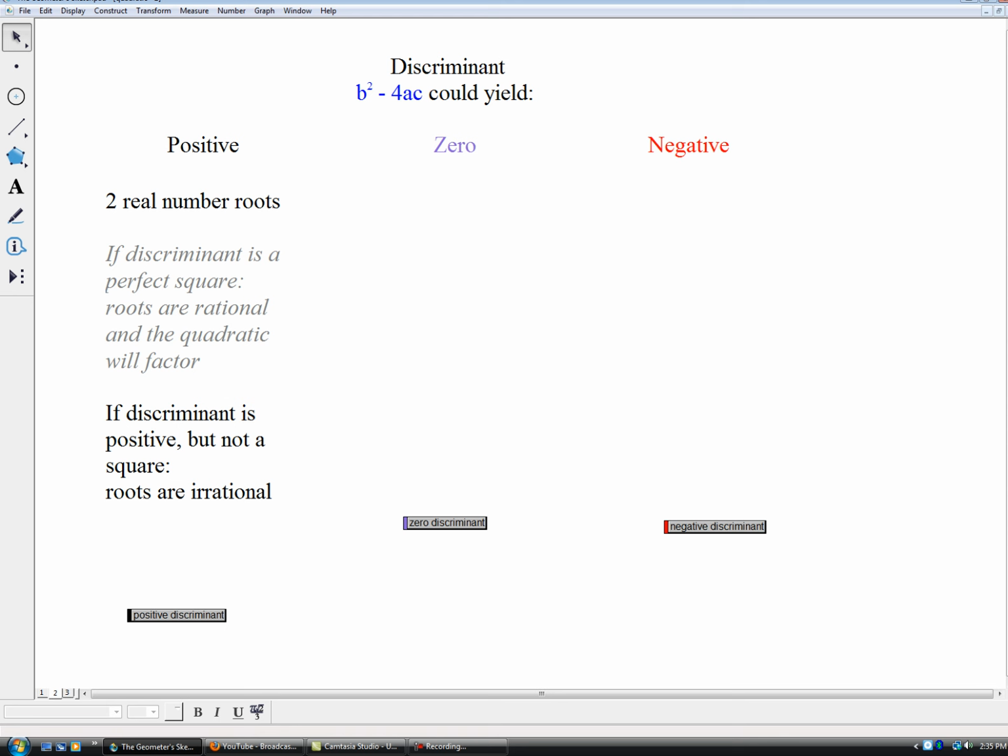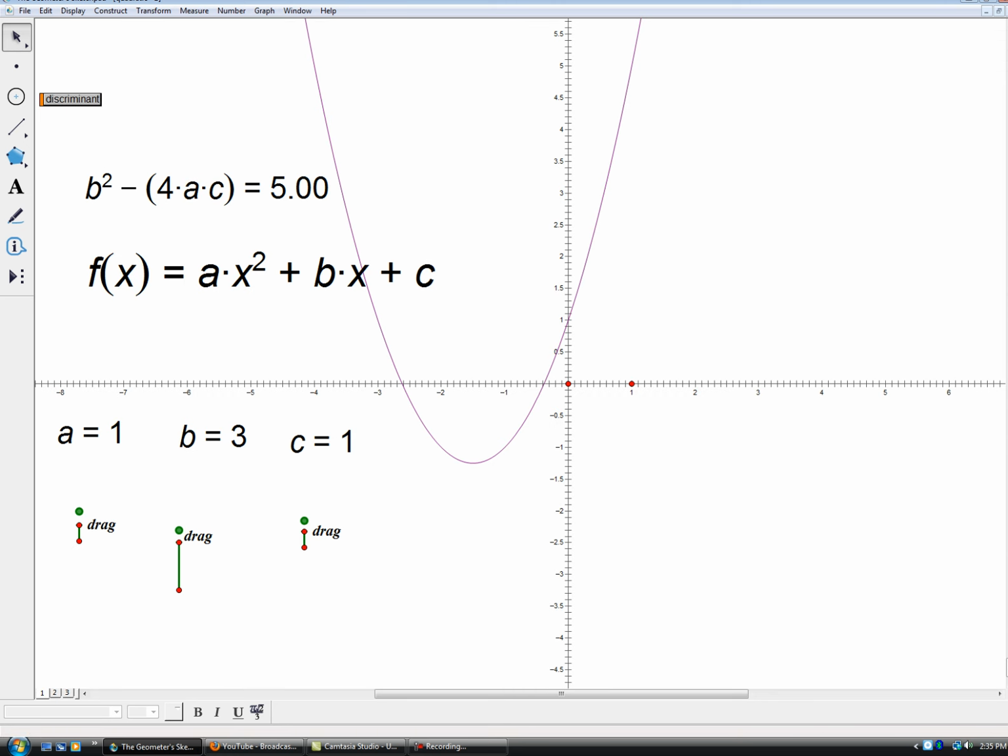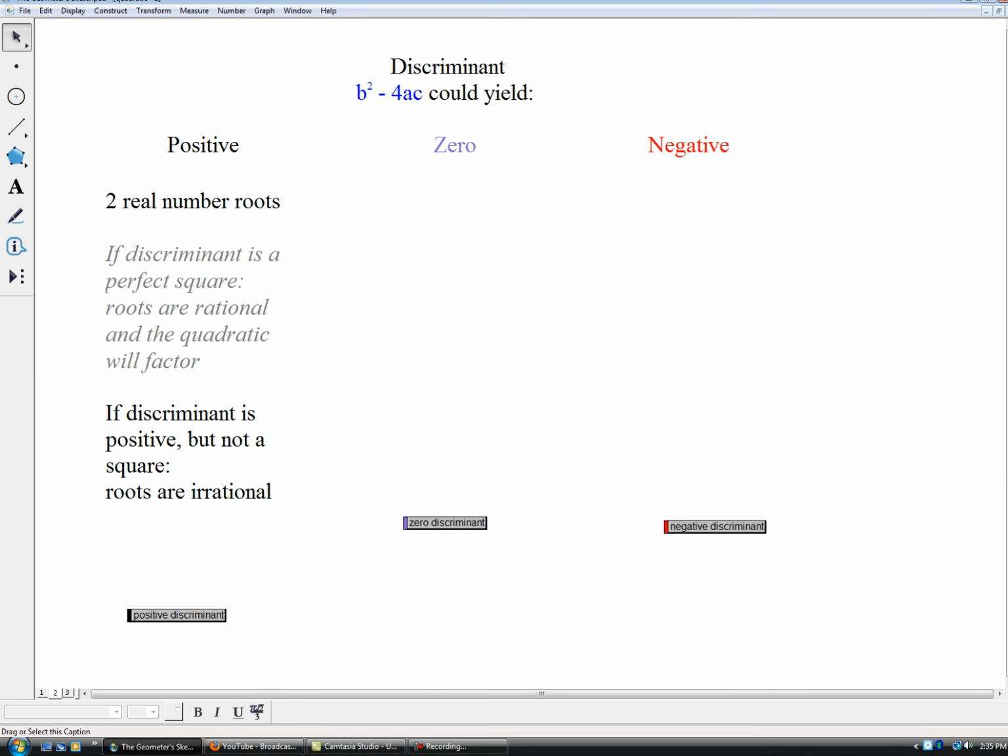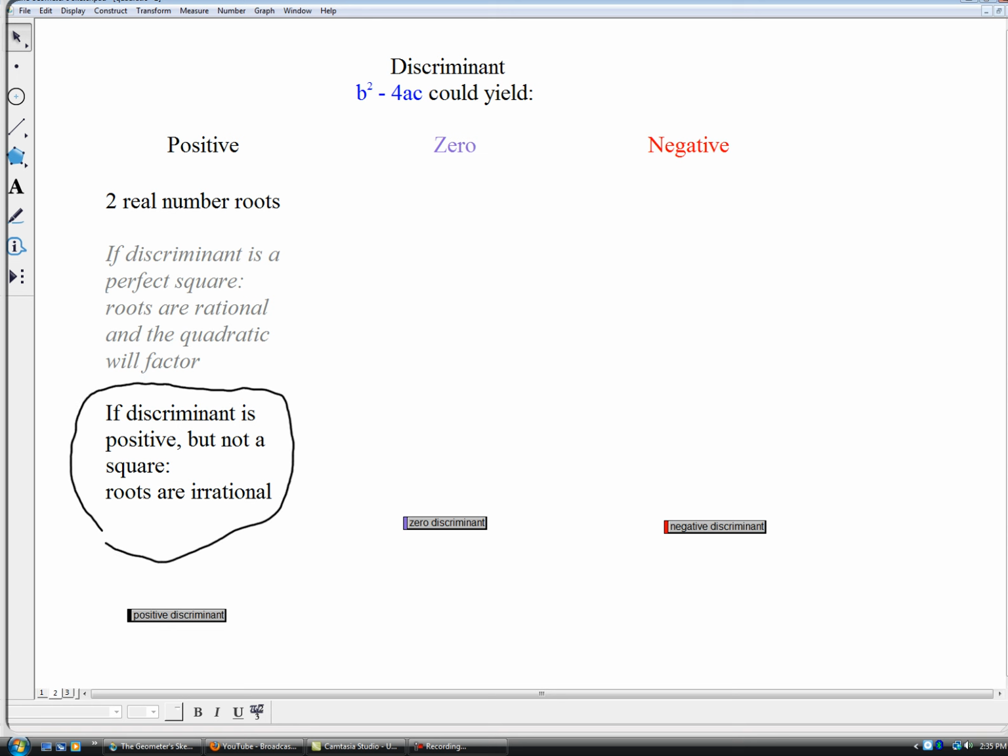Okay, let's go back and look at the more specifics here. So we have positives, but now what we want to do is determine whether the discriminant is a perfect square number or not. So let's look at what we have. 5 is not a perfect square. So that tells us that we have this situation right here. If the discriminant is positive but not a square number, then the roots are irrational.